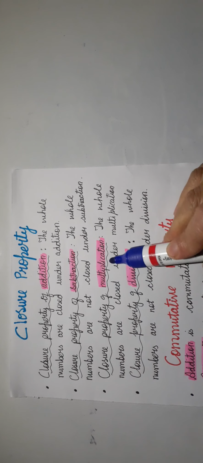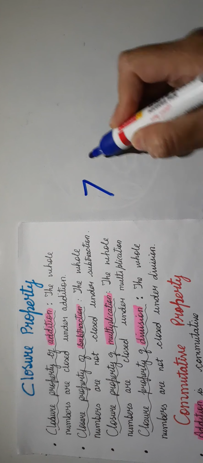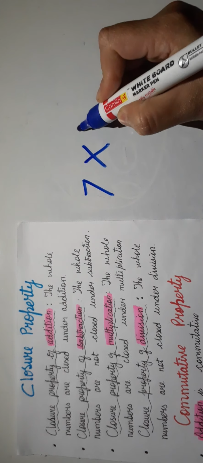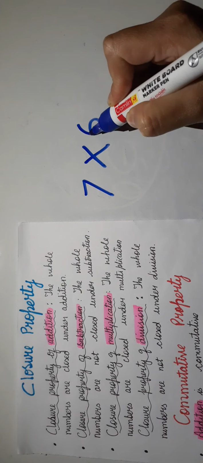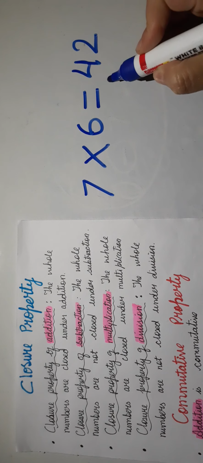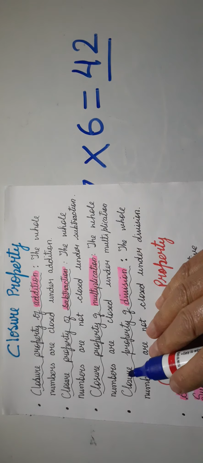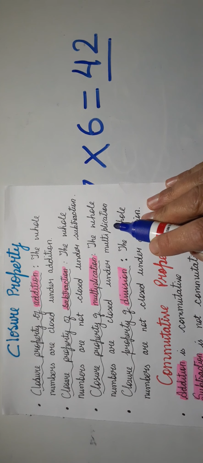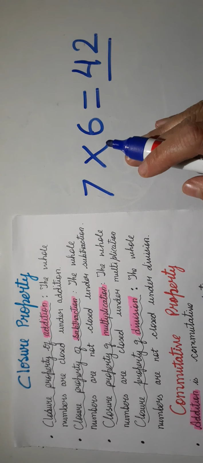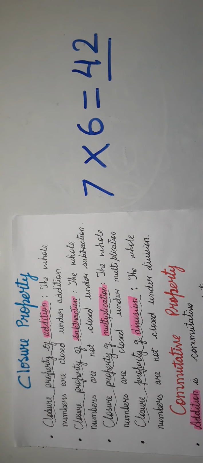So the whole numbers are not closed under subtraction. Closure property of multiplication. The whole numbers are closed under multiplication. If we take any whole number, we multiply with any other whole number, we are still getting the answer as a whole number. So that's why the whole numbers are closed under multiplication. That means if you take any whole number, you multiply with another whole number, the product will always be a whole number.